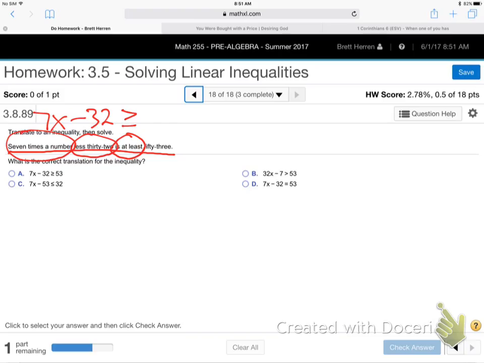So 33, is that what it is? Yeah, 30. No, 53, I can't read it. 53. All right, so 7x minus 32 greater than or equal to 53. At least means greater than or equal to. So A. Is that what it is? Yes, then they want you to solve the thing.